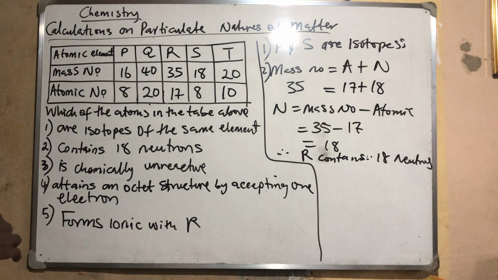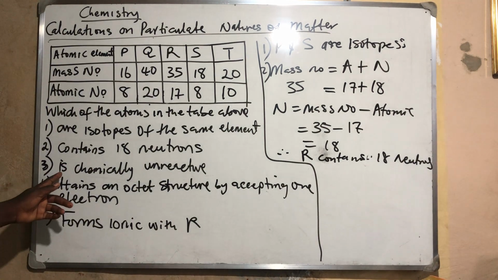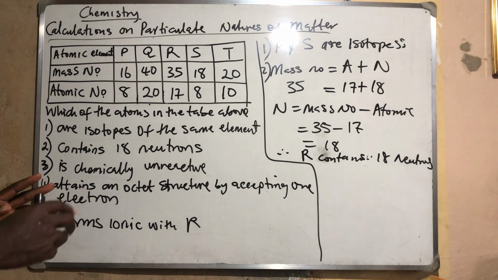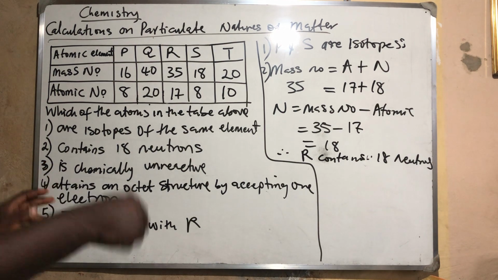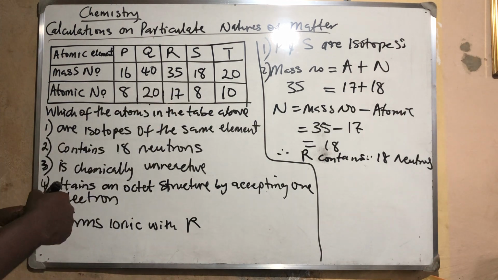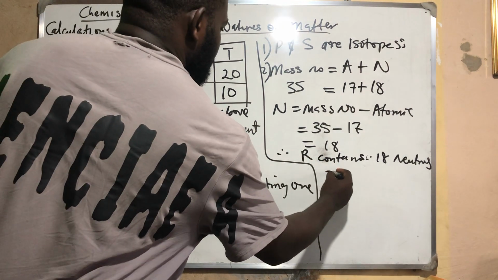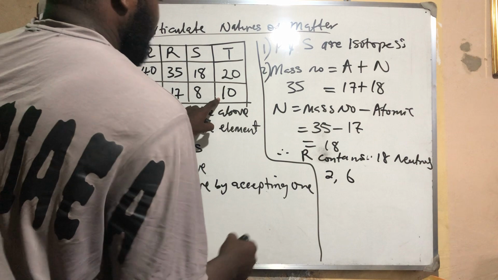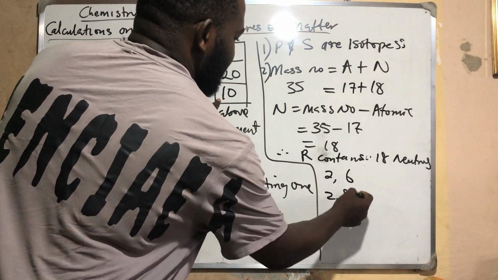All right, so this is very simple. Now they say which of them is chemically unreactive? Which of them is chemically unreactive? Anyone that is chemically unreactive is the one that is saturated, the one whose shell is complete. So if you write the electronic configuration of all these in terms of the K, L, M shells, for example, this one is 2,6. Oh, it is not that. So let me check this one now. This one is 2,8, and the 8 is complete.